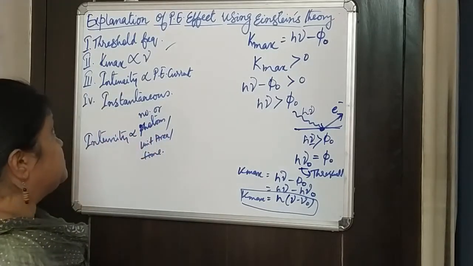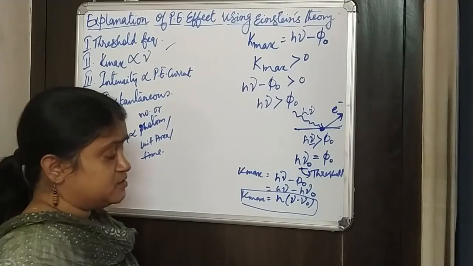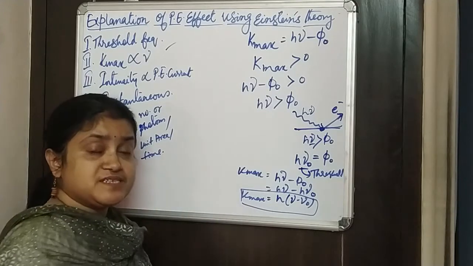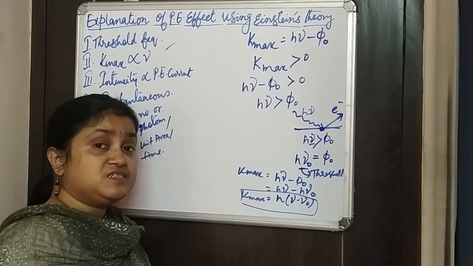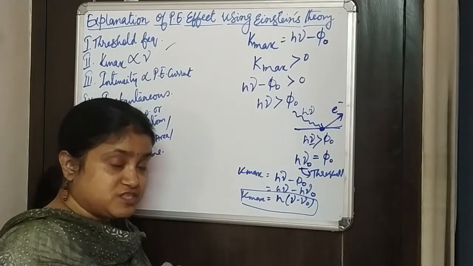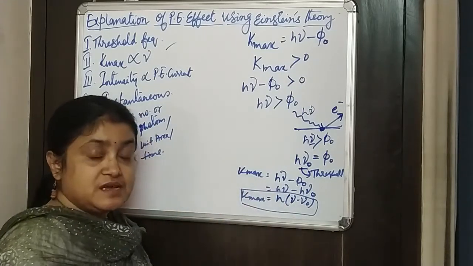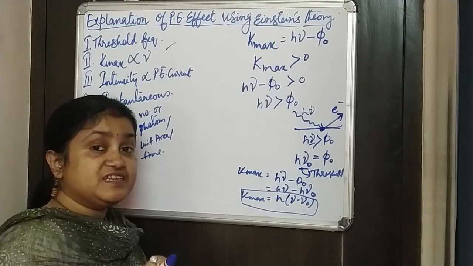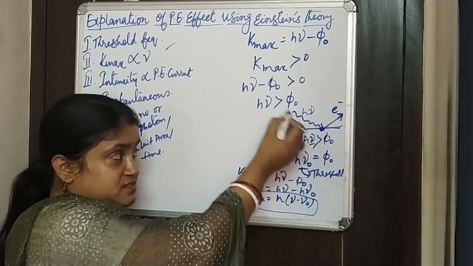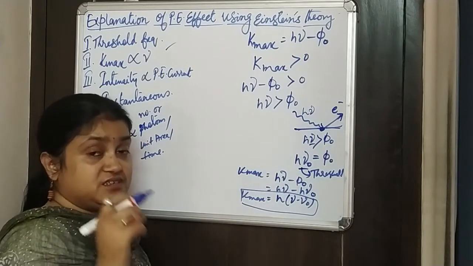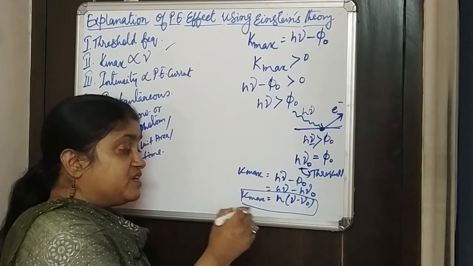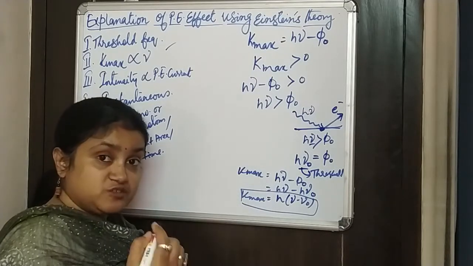Now coming to the dependency of the maximum kinetic energy. In our studies we have seen that the kinetic energy of the photoelectrons depends on the frequency, but it doesn't depend on the intensity of light. So whichever light radiation is falling, that radiation's frequency decides the kinetic energy of the electron.